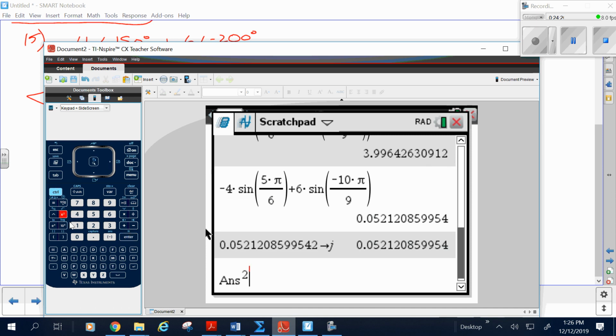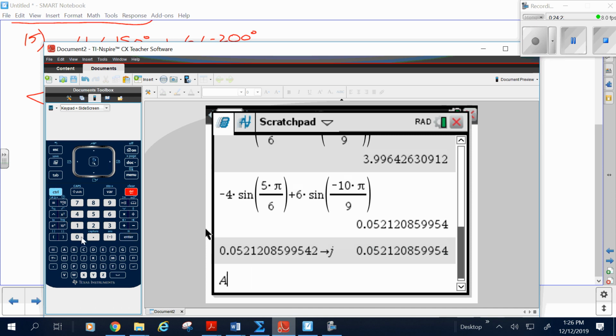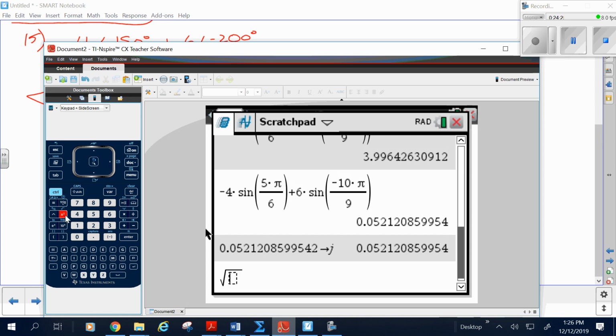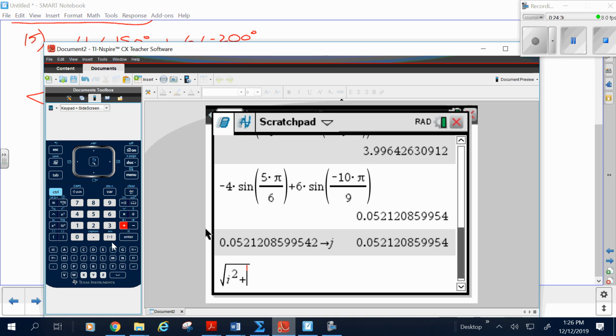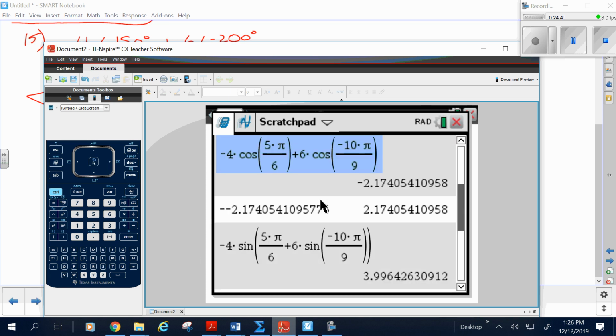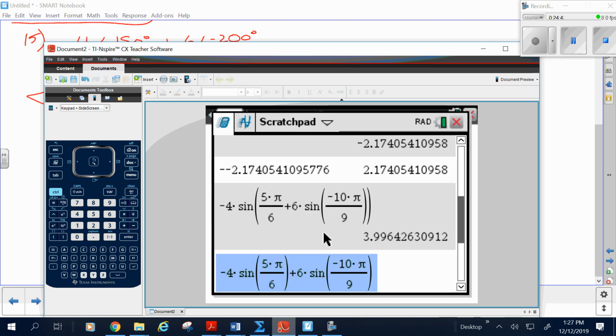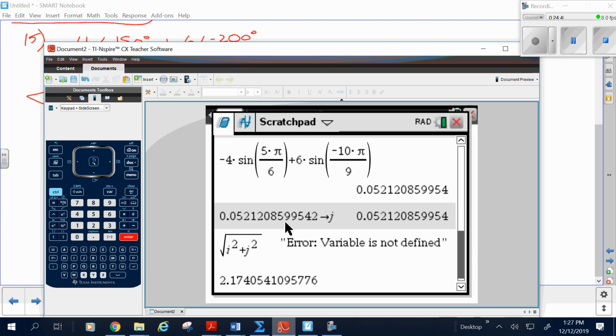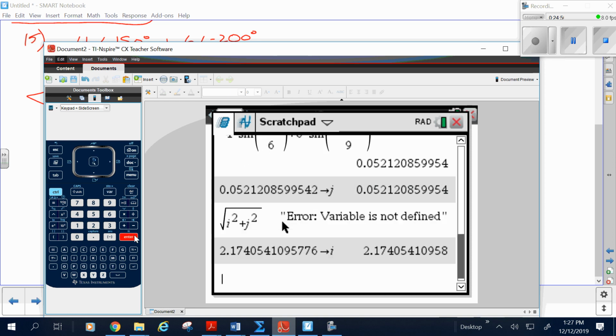So, shoot. I squared plus J squared. What the heck? What did I do wrong? Did I not store J? Oh man, I don't think I ever stored J. Or I. Okay.